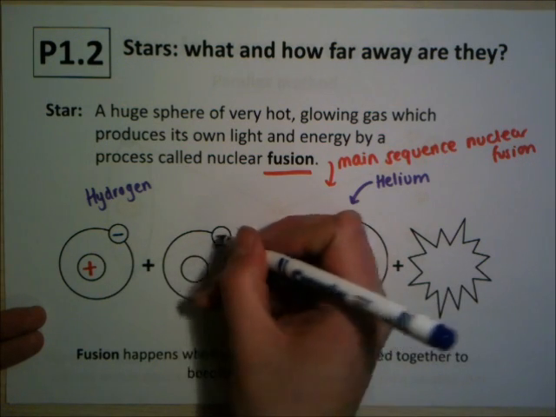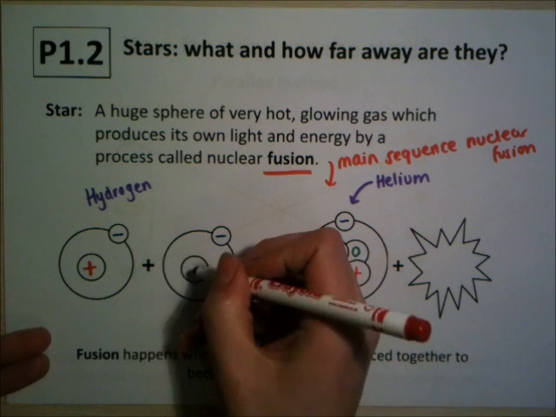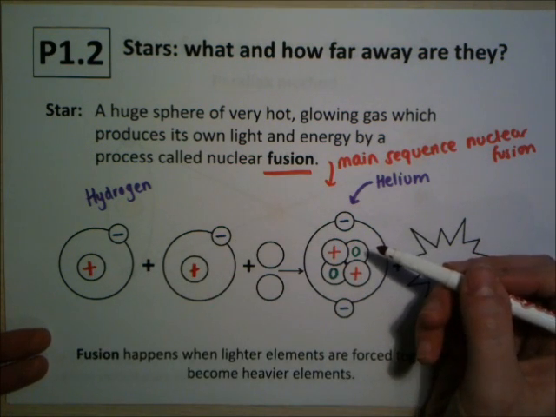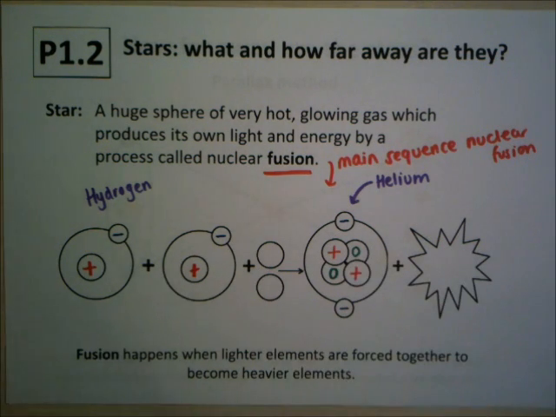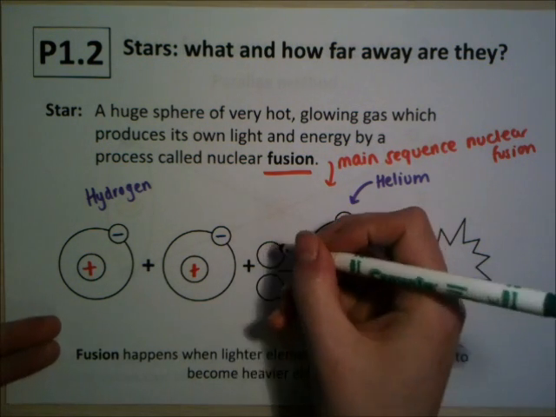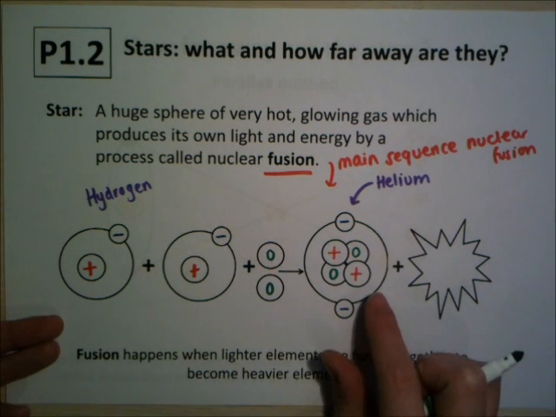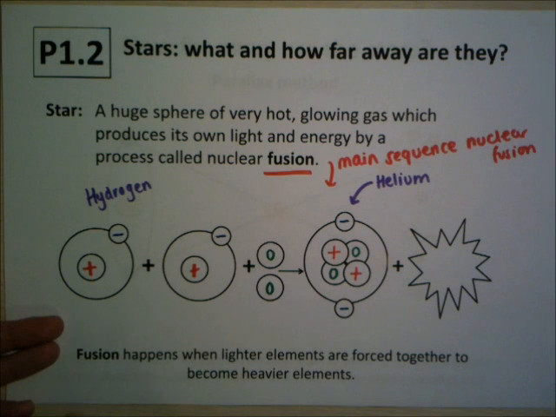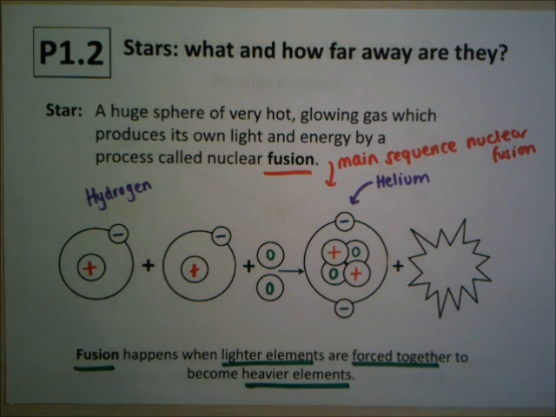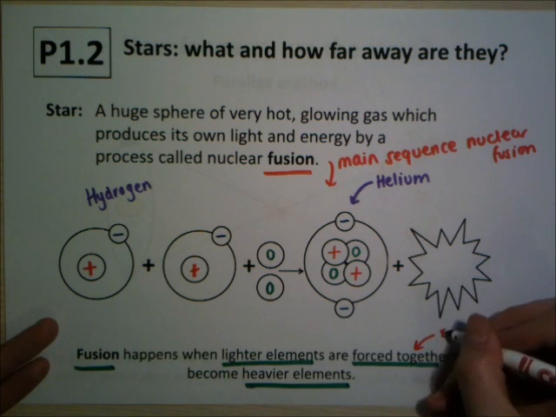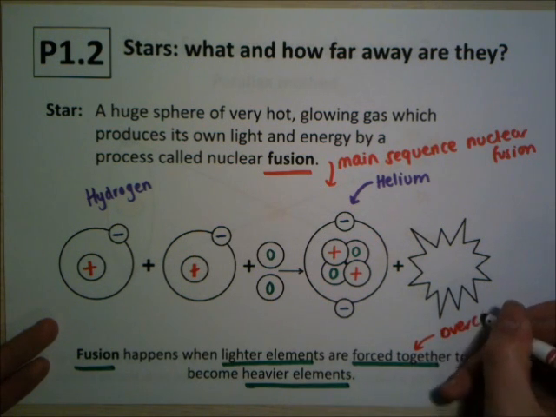Now if I have 2 of these hydrogen atoms, you can see that if I added them together, I get something like a helium atom, except I'm missing 2 neutrons. So if I can put 2 hydrogen atoms together and add 2 neutrons in, I can basically make a helium atom. And that's what nuclear fusion is. If you look further down here, it says fusion happens when lighter elements are forced together to become heavier elements. Now they're forced together because they have to overcome electrostatic repulsion forces.